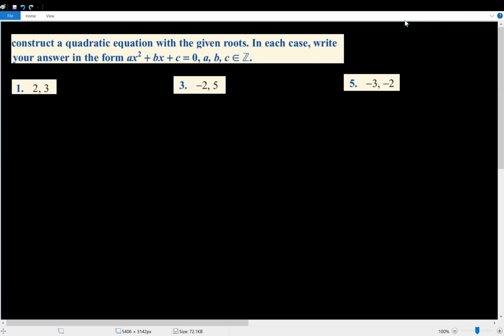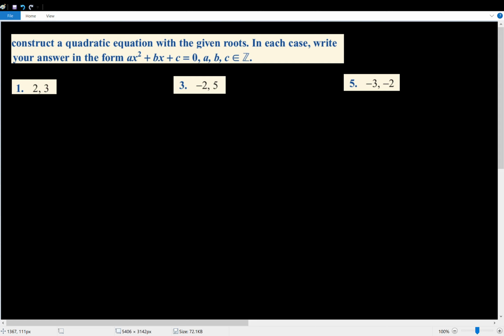This is questions 1, 3 and 5 in exercise 6.5 in Project Maths 2. We have to construct a quadratic equation with the given roots, and in each case we have to write our answer in the form ax squared plus bx plus c is equal to 0, where a, b and c are elements of Z. So what all that means is we have to write it in the form of a standard quadratic trinomial, and a, b and c are elements of Z, which means they are going to be integers. They're going to be whole numbers, but they can be positive or negative.